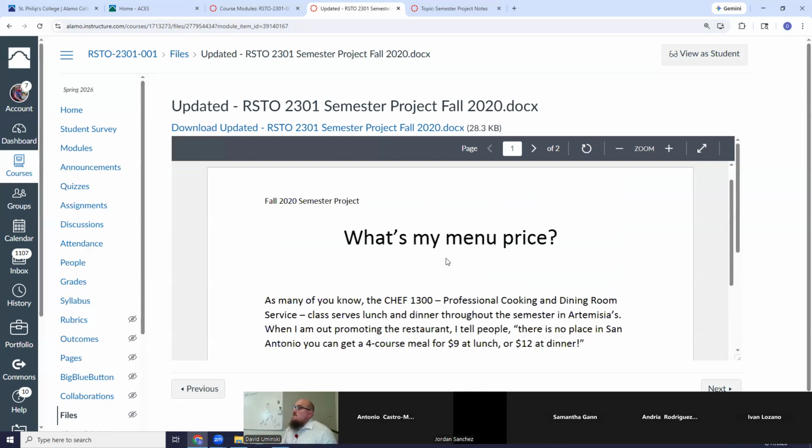The biggest portion of your project is going to be costing out your recipes. That's what takes the most time. Once you get your recipes completed, then the rest of it moves relatively quickly.